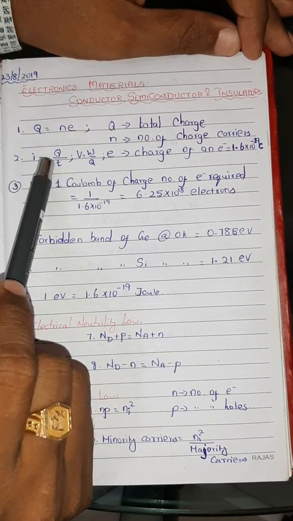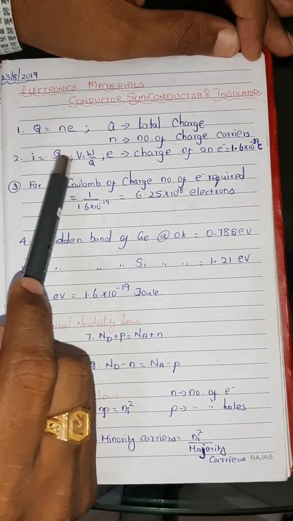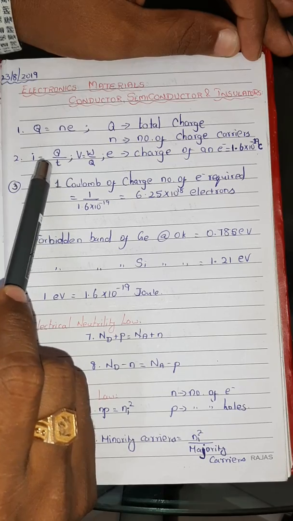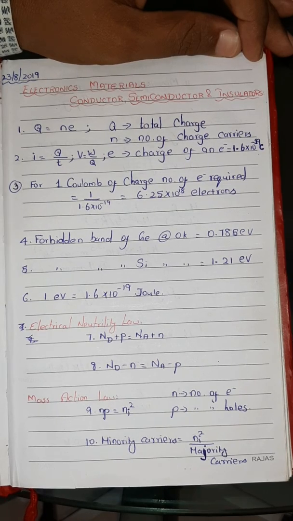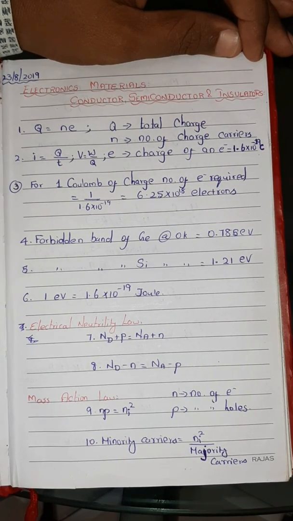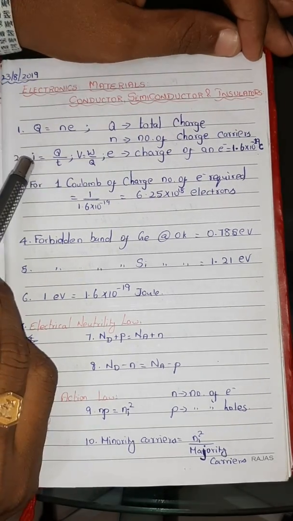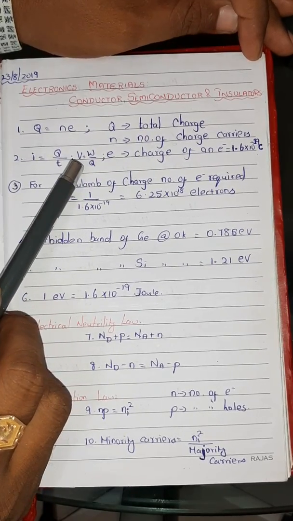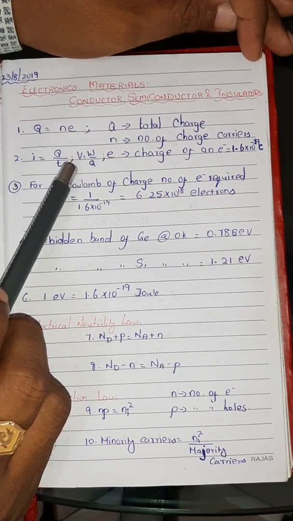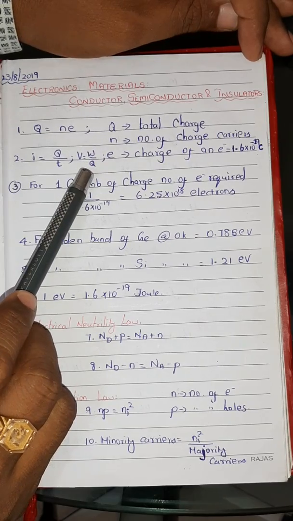Number 2, I is equal to Q by T, where I is current, Q is total charge, and T is the time. We know the definition of current as flow of free electrons, whereas there is another definition too, which is that current is also defined as the rate of change of charge. With that definition this formula comes. Next, V is equal to W by Q, where V is voltage, W is work done, and Q is the charge.